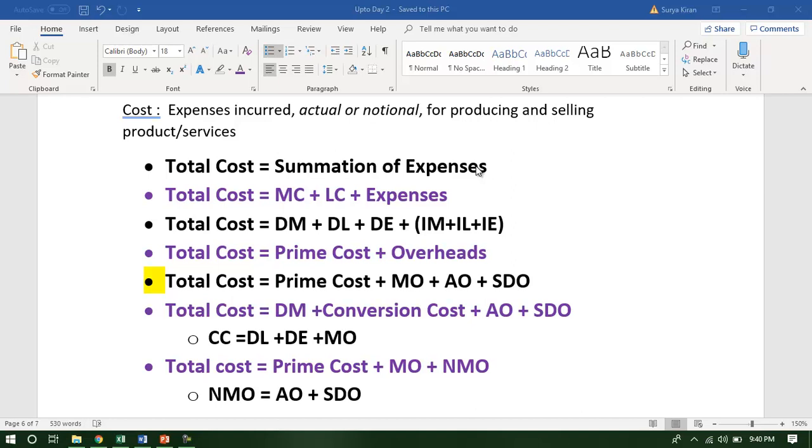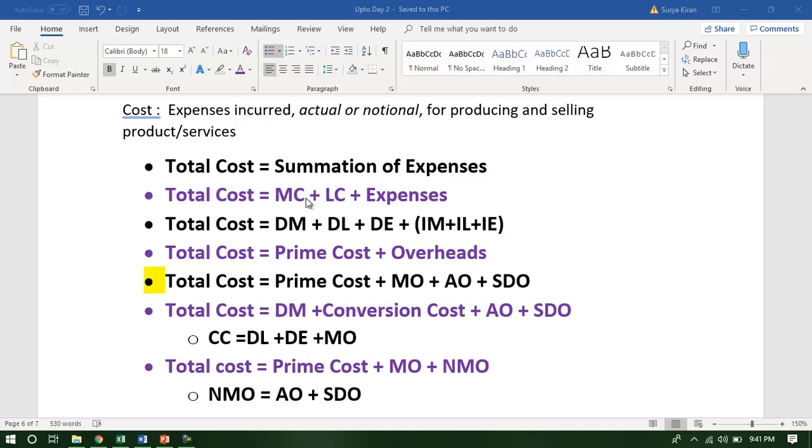So there is a need to understand the composition of the cost and classify these expenses. One of the very popular methods of classification is to classify the expenses into material cost, labor cost, and other expenses. So total cost is equal to material cost plus labor cost plus other expenses. And we'll take an example to explain all these 5 or 6 different ways of calculating cost.